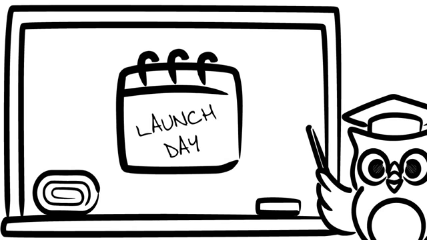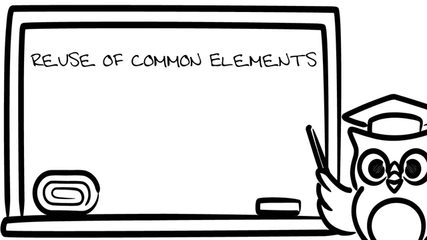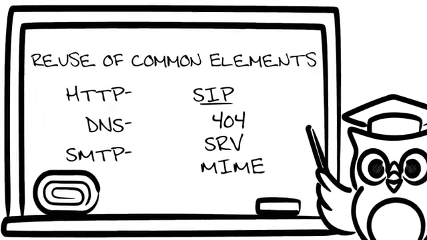in days, not years. But he went on and he said, for this to work, not only does it need to be developer-friendly, but also network administration-friendly. This new protocol needs to reuse common elements of HTTP, DNS, and SMTP. For example, status codes in HTTP, SRV records in DNS, and addressing format MIME extensions in SMTP. And you know what? He did it.